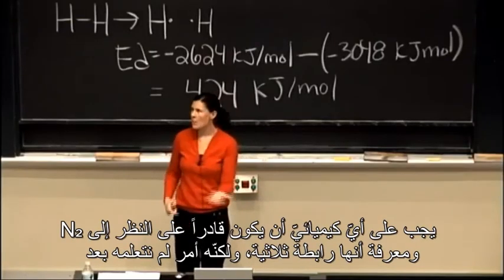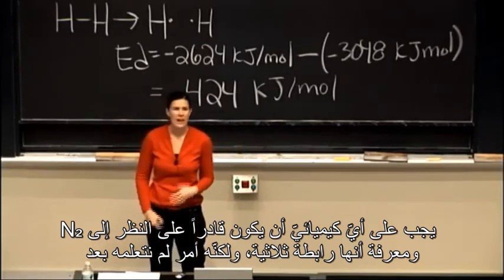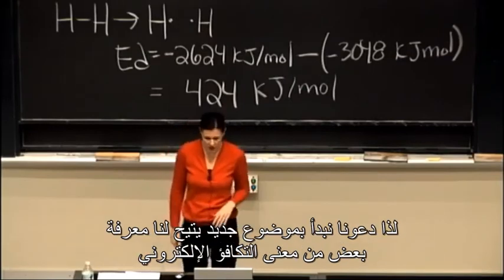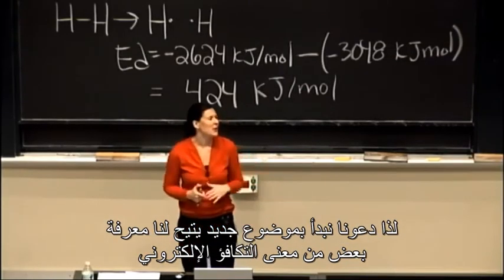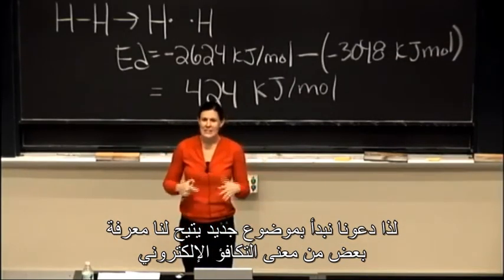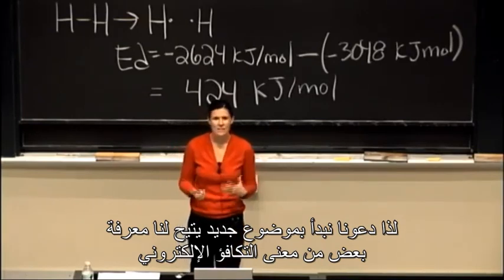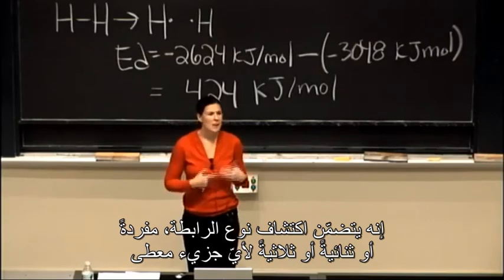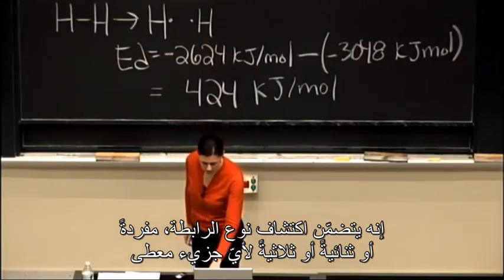So any chemist should be able to just look at N2 and know that it's a triple bond, but that's not something that we've learned how to do yet. So let's go ahead and start a new topic that's going to allow us to have some sort of sense of what the valence electron configuration, which includes whether something's a single or double or triple bond, can be figured out for any given molecule.